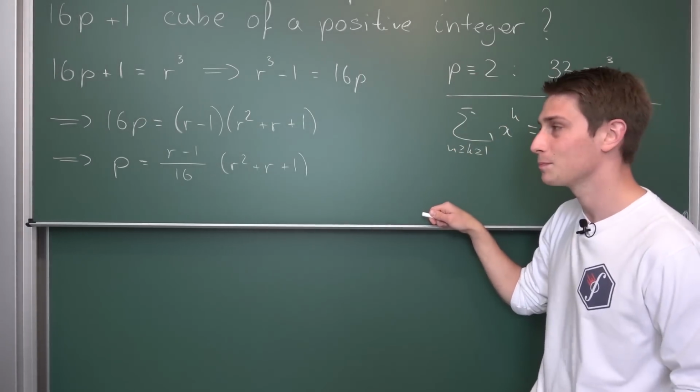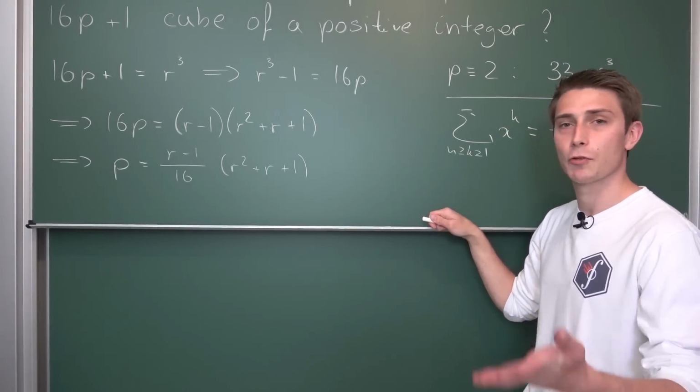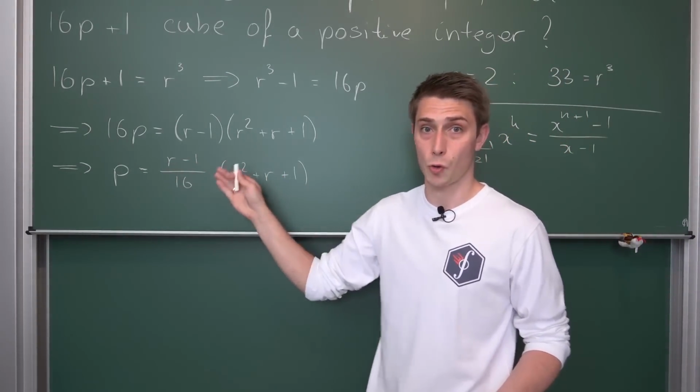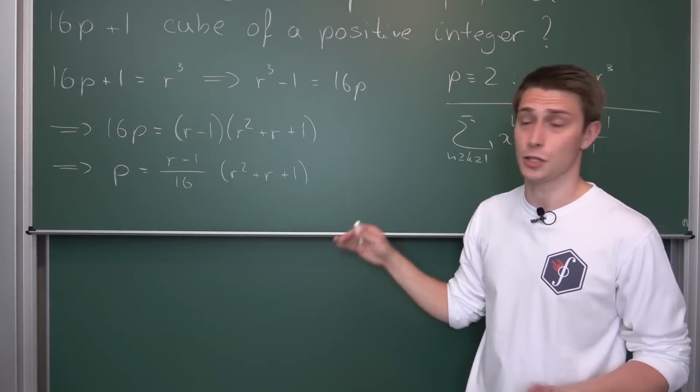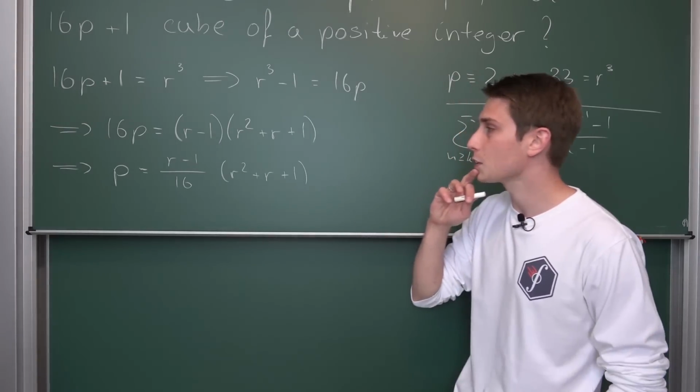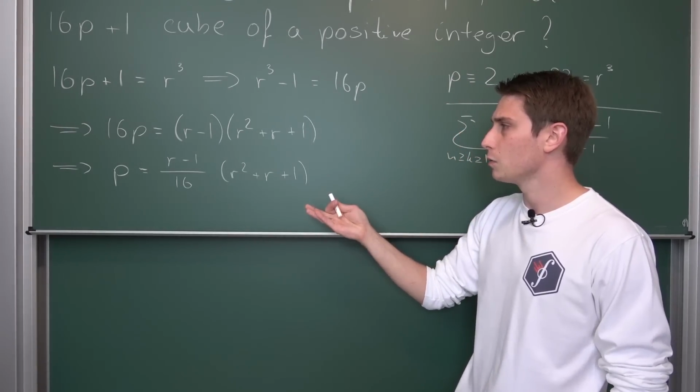Proceeding from this point, how could you do that? Well, we could check for the parity, for example. Parity means, are we going to get an odd or an even number if we plug some positive integer into here? So let us check at first what happens if, for example, r were even.